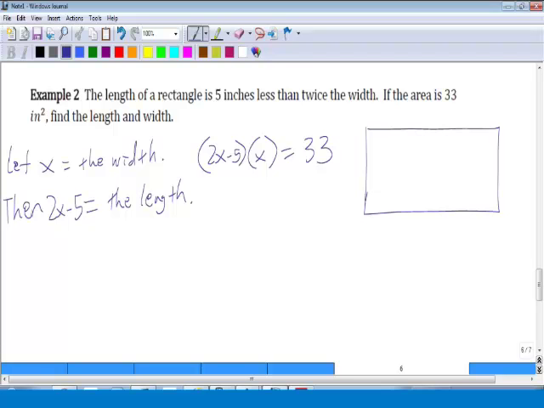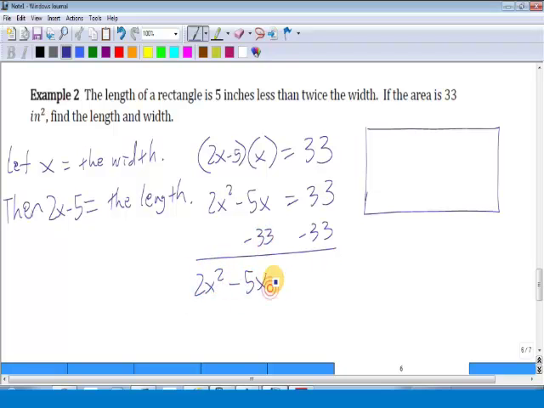Simplify. A little bit more going on. We use the distributive property with the x there. 2x squared minus 5x equals 33. We have an x term, so we don't really have the option of using the square root property of equations. Instead, let's get 0 on one side. The right-hand side looks like the place for that 0, so subtract 33 from both sides. 2x squared minus 5x minus 33 equals 0.